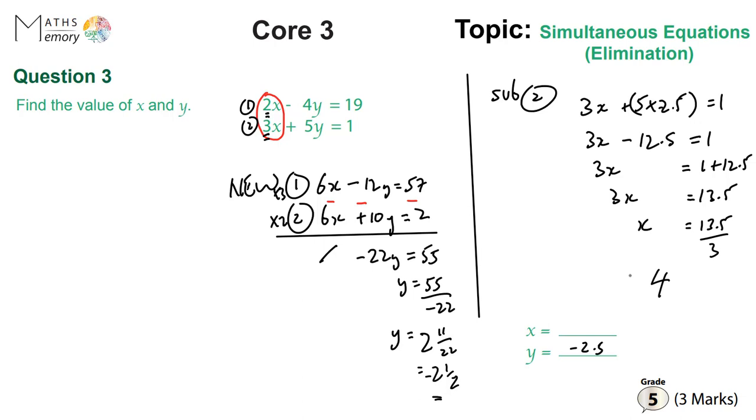So the answer is 4. 1.5 over 3, which is simply going to be 4.5. So x is 4.5. So quite a tricky one. Both of them are 0.5s. X is 4.5 and y is minus 2.5.